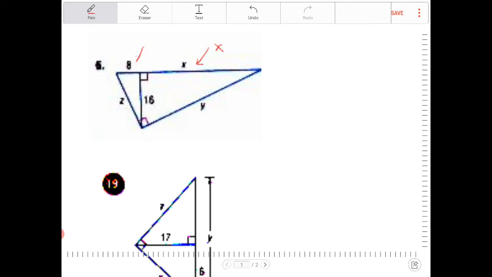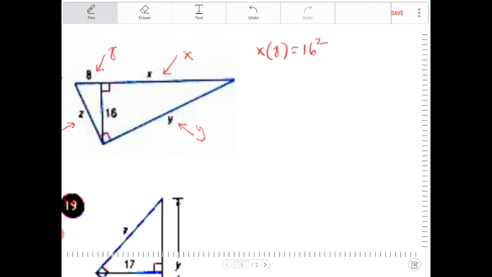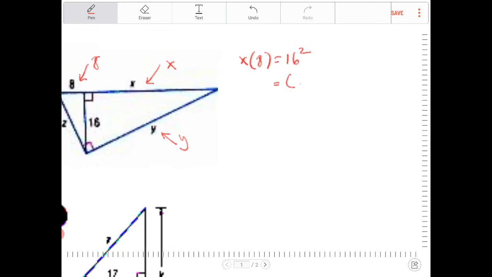Okay, so here, again, apologies for the grainy image. That's x, that's 8. This is y, and this is z. So, x times 8 is equal to 16 squared, not equal to 16. 16 is the same thing as 8 times 2, which is the same thing as 8 squared times 2 squared. If I divide both sides by 8, I end up with 8 times 2 squared, which is equal to 32. So x is equal to 32.